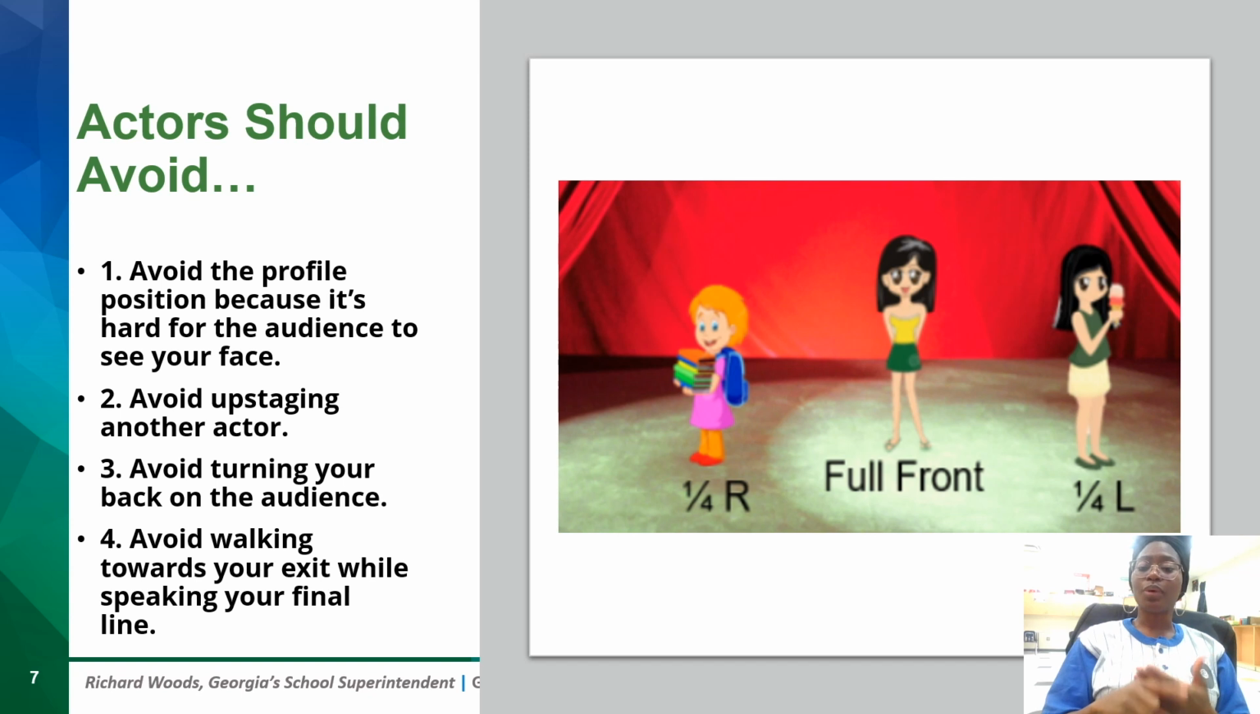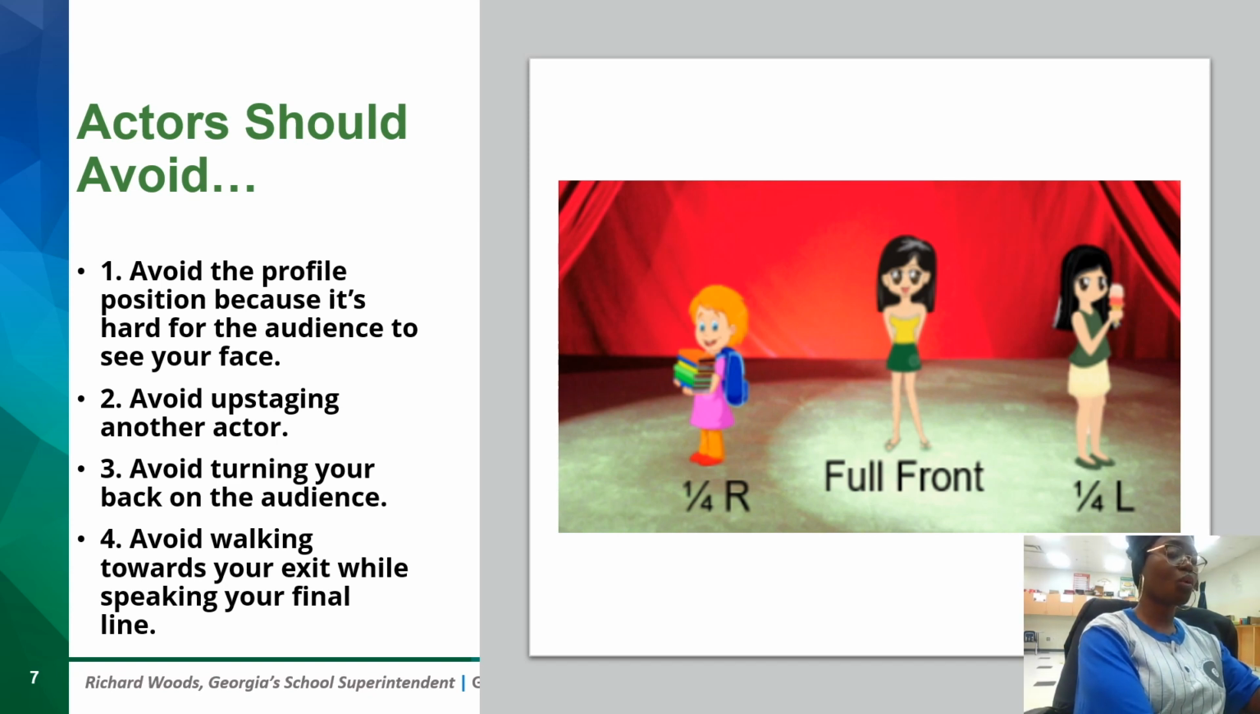Full front is when the actor is standing open and they're facing directly towards the audience. 1/4 right, the actor is standing at a diagonal, facing the diagonal corners of the stage, so stage right or stage left.